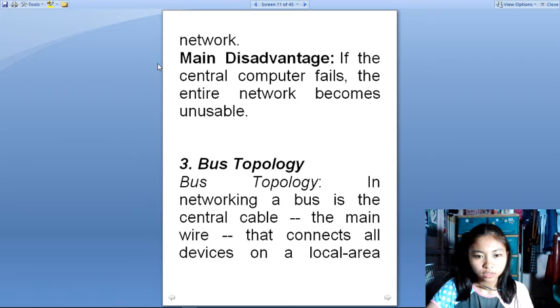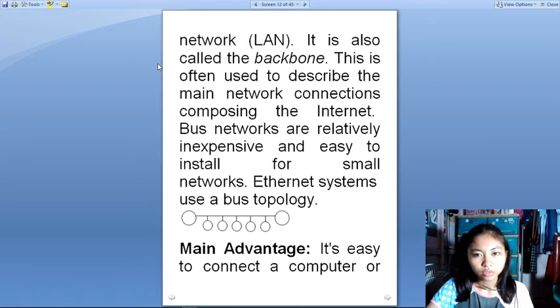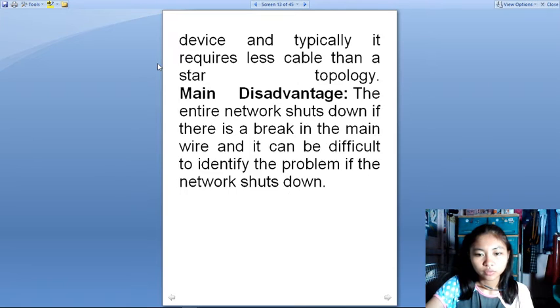Three is bus topology. In networking, a bus is the central cable, the main wire that connects all devices in a local area network, or LAN. It is also called the backbone. This is often used to describe the main network connection composing the Internet. Bus networks are relatively inexpensive and easy to install. For small networks, Ethernet systems use a bus topology.